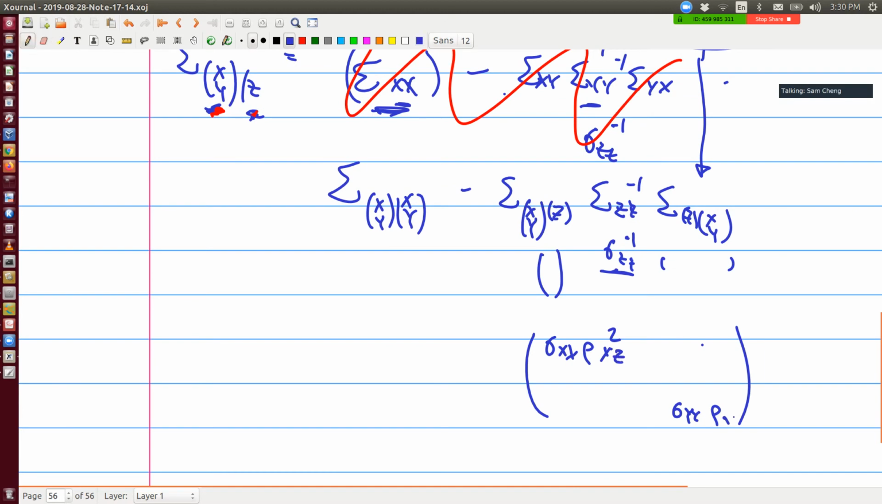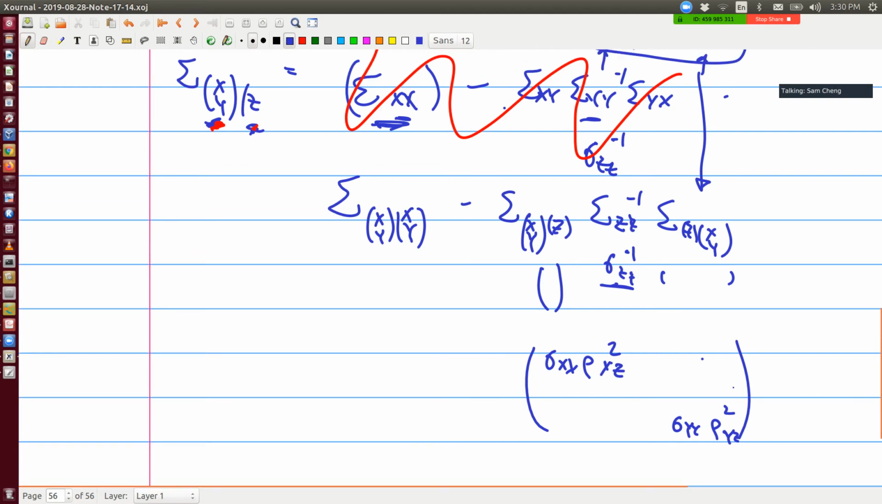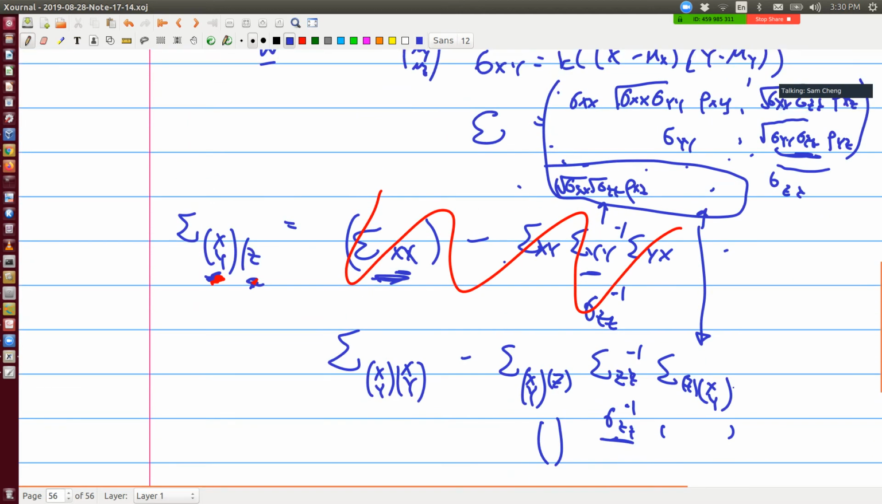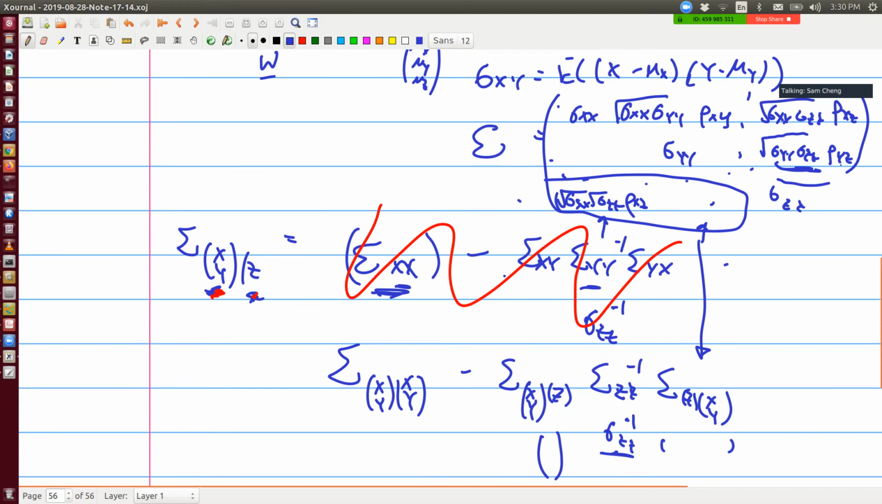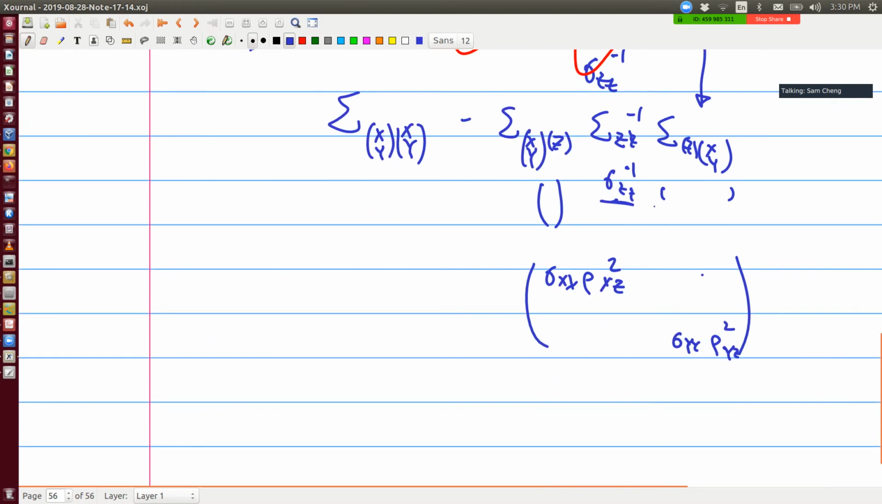So yc, right? Yc square, right? And off diagonal is like rho xc, rho yc, right? Rho xc, rho yz, and sigma x sigma cc square root, something like this.